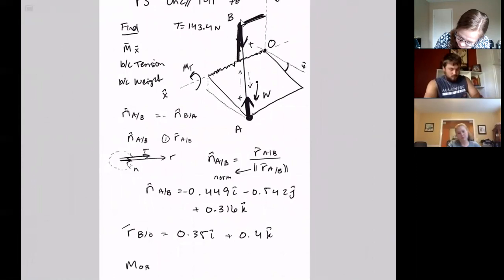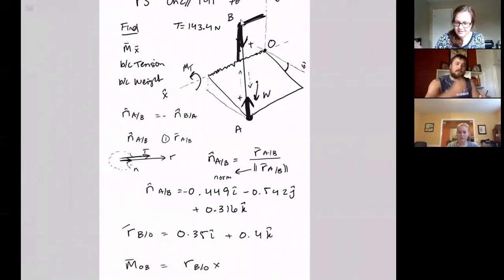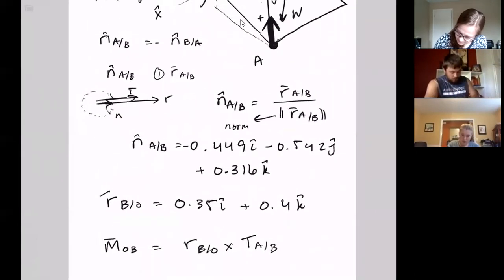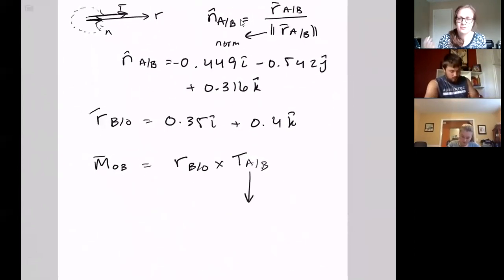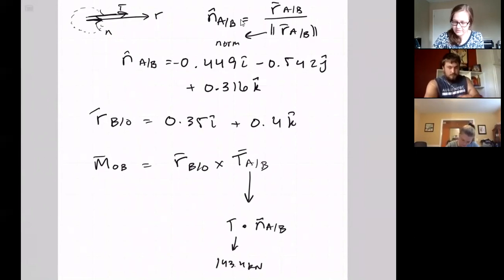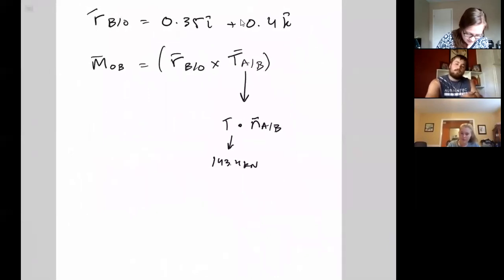So the moment at O, because of the force at B, will equal R cross F, and that R is BO cross F, or in this case, tension. And we're looking at the tension of A with respect to B. And we solve for this force by multiplying that magnitude times the unit vector of A with respect to B. And this was that 143.4 kilonewtons force. That's great. And then let us finish solving for this axis.